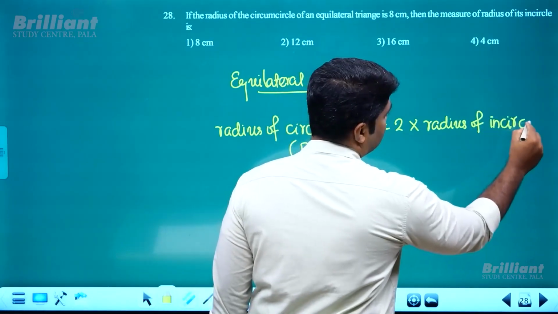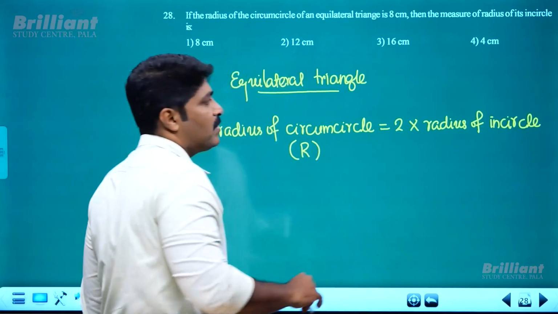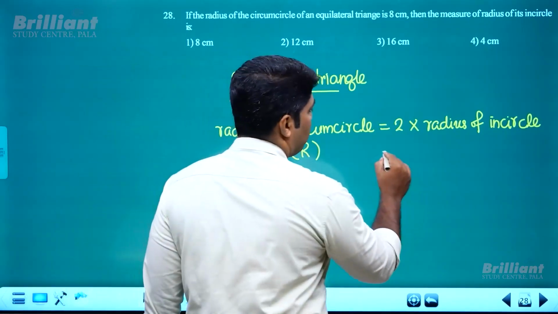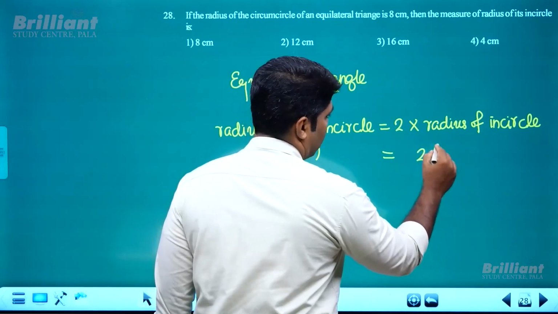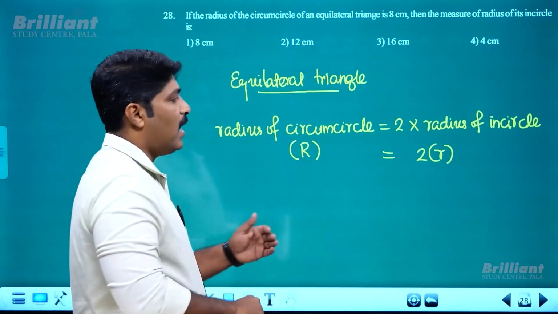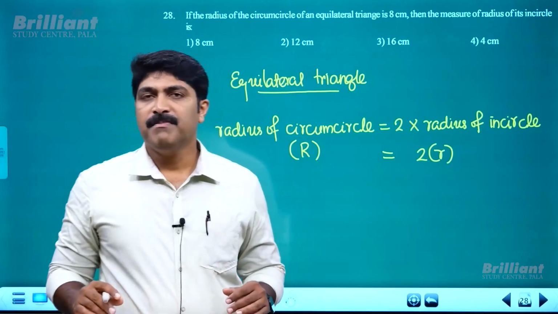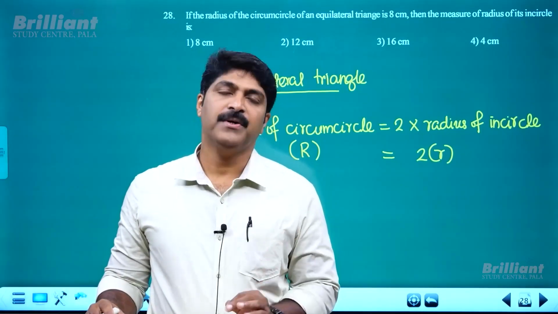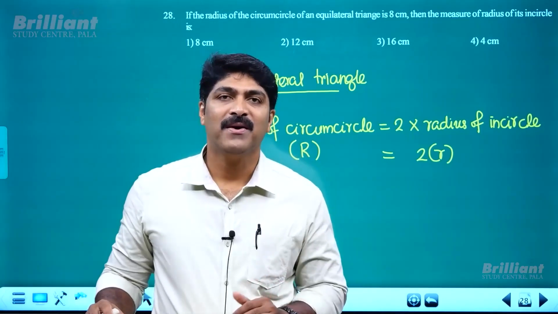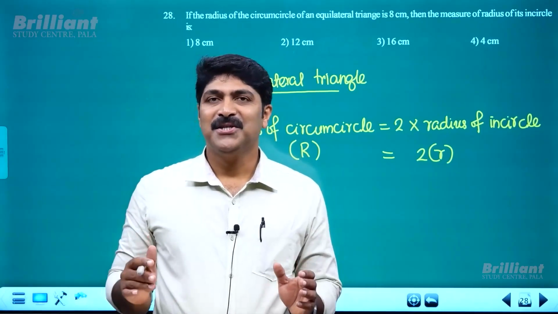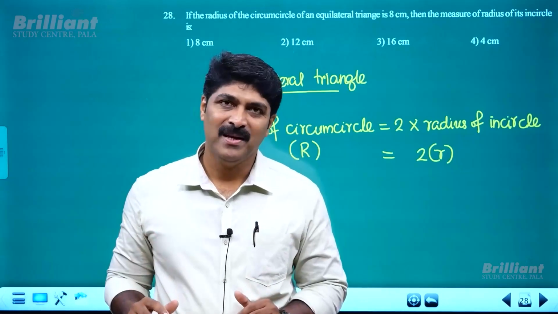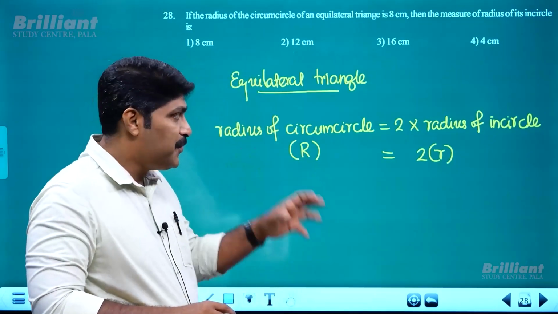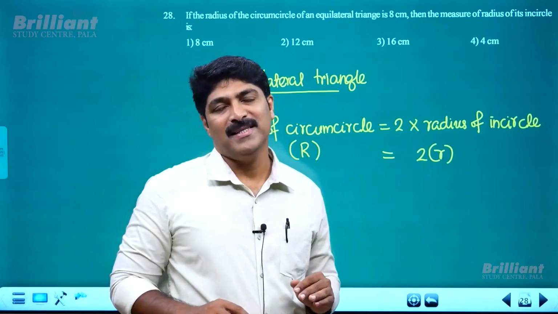We are applying this result for finding the answer of similar type of question. So this is R equal to 2 into r. That's based on the concept of the centroid and how a centroid divides the median of an equilateral triangle in the ratio 2:1. Based on that idea, the circumradius is 2 times the inradius.